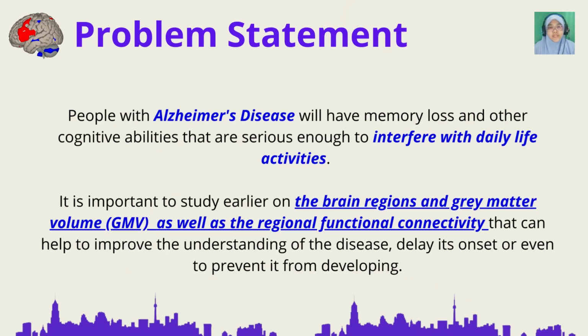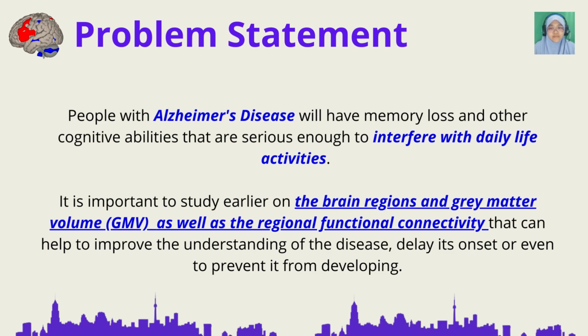Our problem statement in this study: people with Alzheimer's disease will have memory loss and other cognitive abilities that are serious enough to interfere with daily life activities. It is important to study earlier on the brain regions and gray matter volume as well as the regional functional connectivity that can help to improve the understanding of the disease, to delay its onset, or even to prevent it from developing.